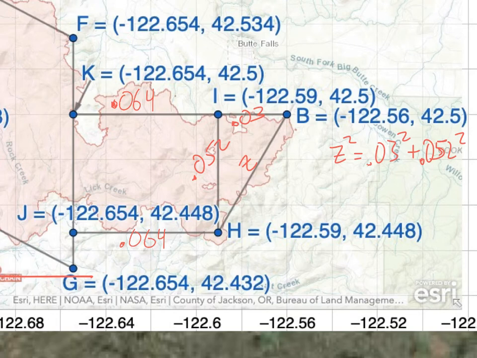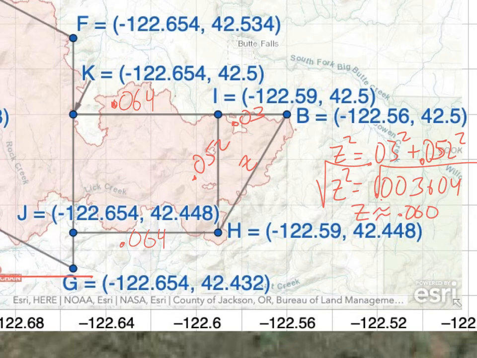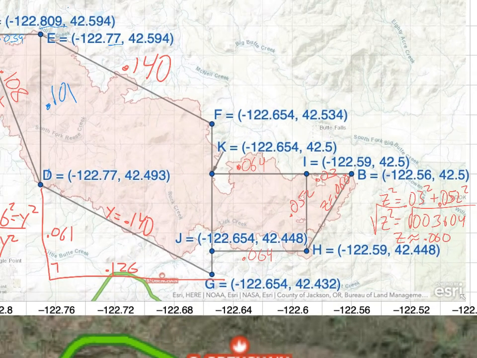Actually caught a little mistake there. This is going to be 0.052, so we square that, and we're going to get 0.003604. And a lot of calculator work going on here. And we get about 0.060. All right, what do we got? Almost there, almost got all our pieces.